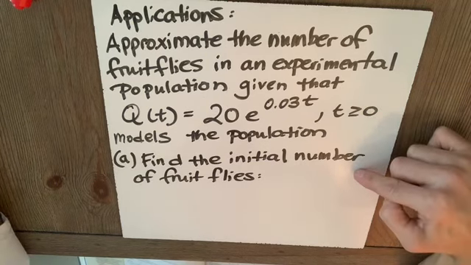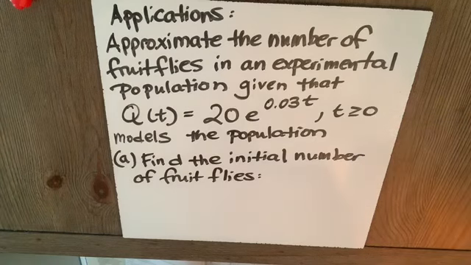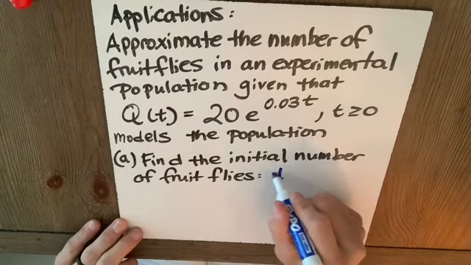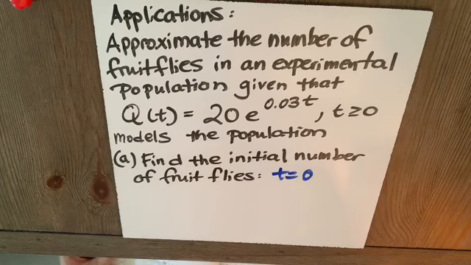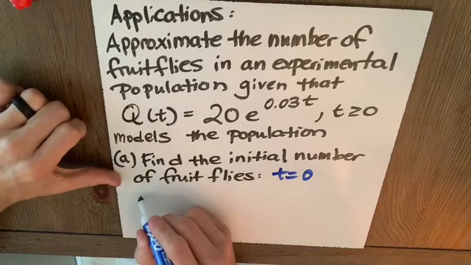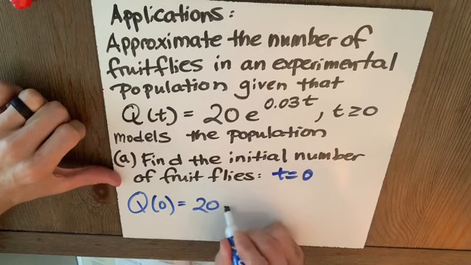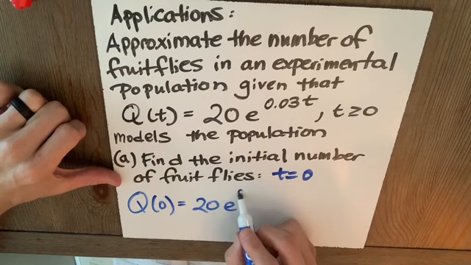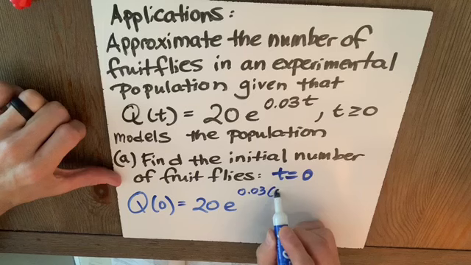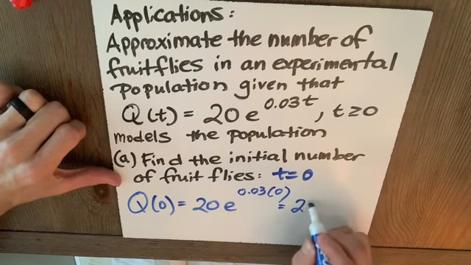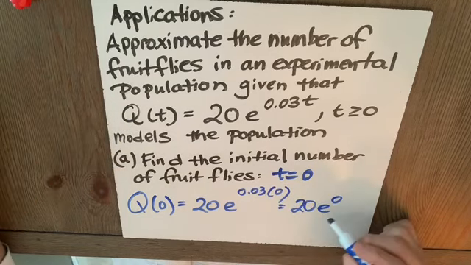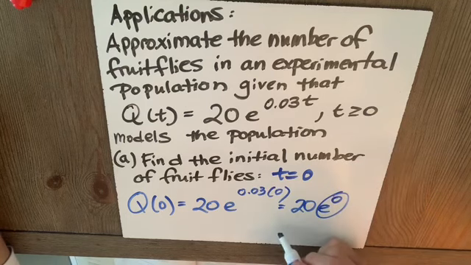Find the initial number of fruit flies. Well, of course, that means t is equal to 0. When I think initial, I'm always thinking, well, let's make time 0. So that would imply Q of 0 is equal to 20e to the 0.03 times 0, which is 20e to the 0. Now, e to the 0 is 1. Anything to the 0 power is 1, to give us 20.